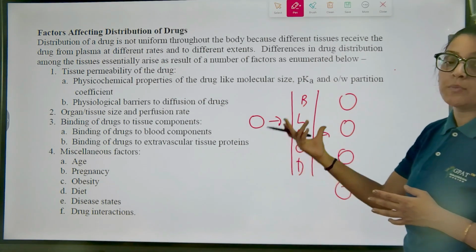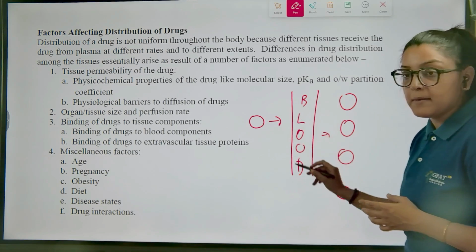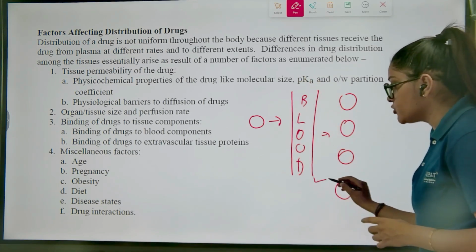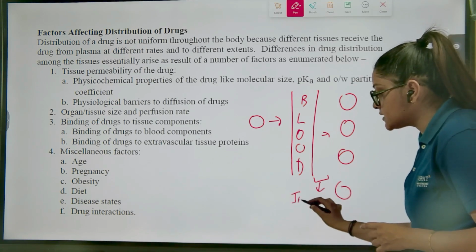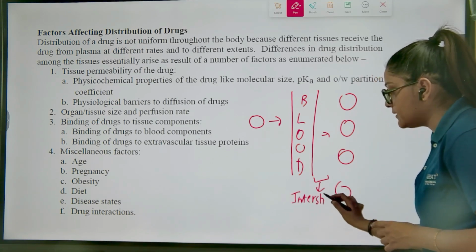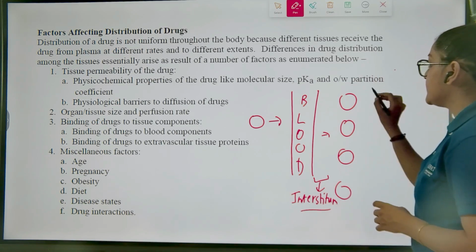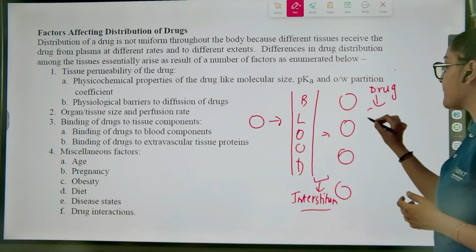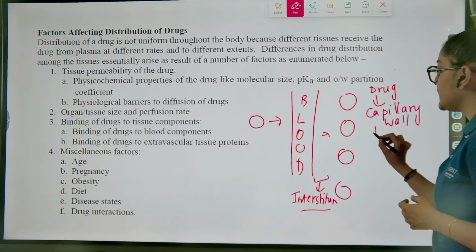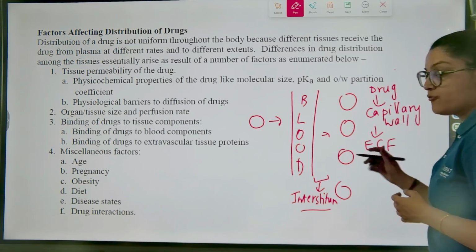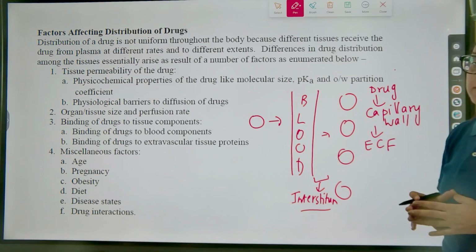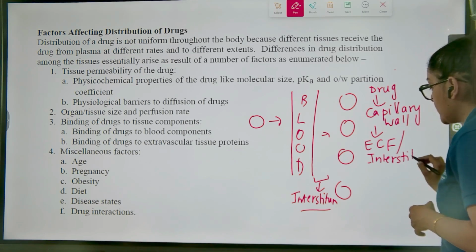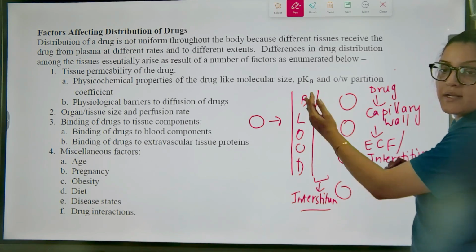Number one is going to be the permeation of free drug through the blood, right? Which we know is going to enter the blood component. This is going to be the interstitium part. Then the drug is going to cross these membranes through the capillary wall and enter the ECF, the extracellular fluid, right? After it enters the extracellular fluid, or we can say it enters the interstitium, now it is going to enter the different organs.